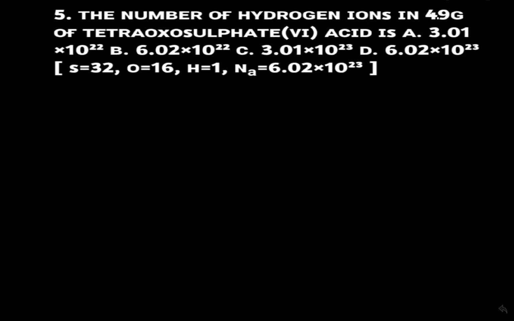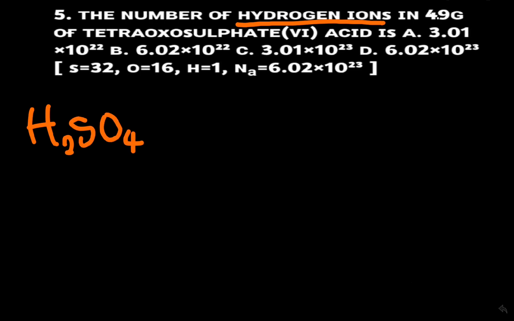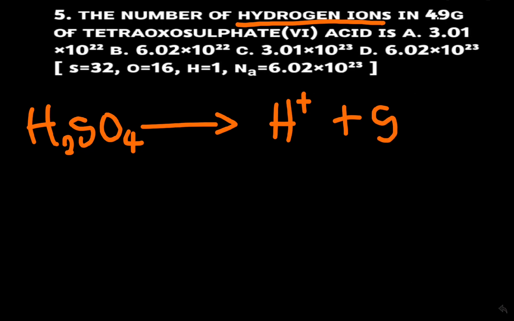Now the first thing we need to note is that you are asked here for the number of hydrogen ions. So dissociation must have happened, which becomes H2SO4. If this dissociates, you'd get hydrogen ion plus SO4 2 minus. Going further, we'll try to balance this. We'll just need to include 2 here, and this is balanced.